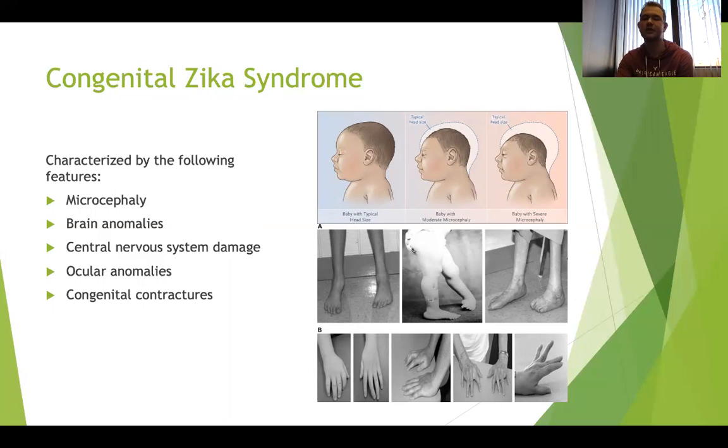Then ocular anomalies, so it can affect all parts of the eye. However, a particularly bad thing is that you can get calcification in the optical nerve, which is obviously not good. And lastly, congenital contractures are the improper development of bone and joints, which cause these twisted and different sized bones that can be seen in the bottom figure here.